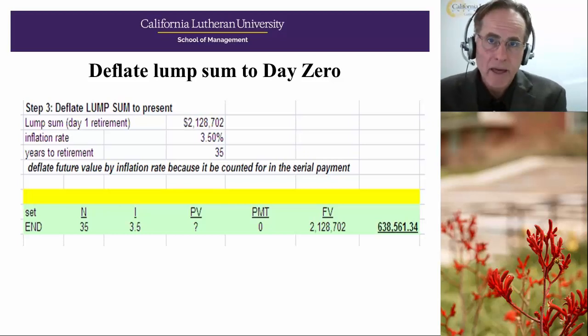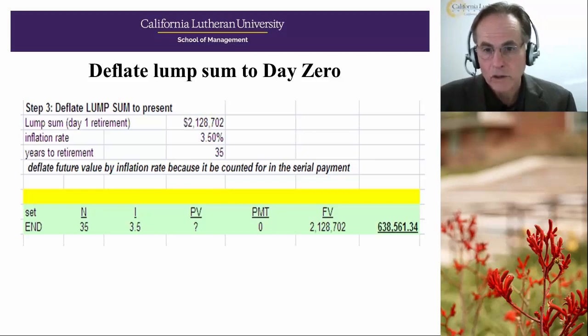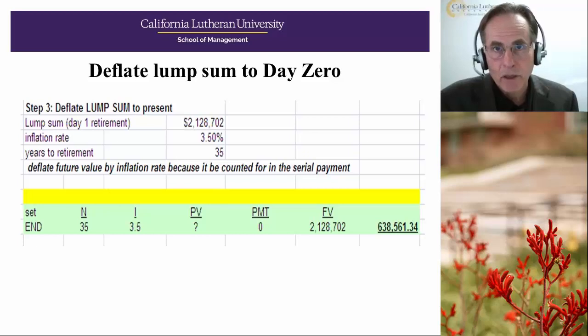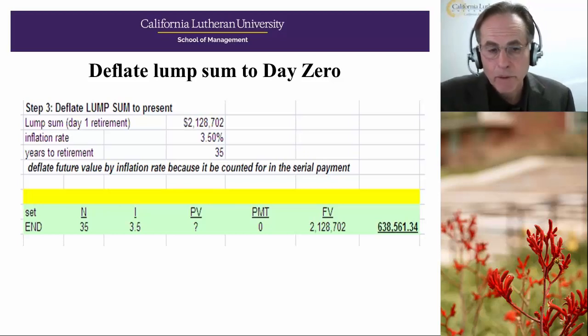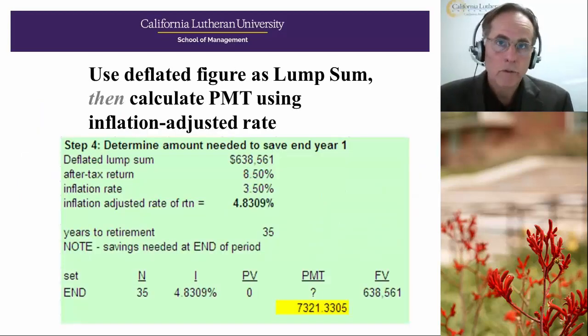The first thing we do, we take that lump sum and we deflate that lump sum to day zero at the cost of inflation rate. So we have 2,128,702, which becomes our future value. PMT is not even part of this. We put in 0. We've got 35 years, which is our N. That's our investment period. And the inflation rate is 3.5%. And when you do that, we come up with a present value of $638,561.34. That number becomes our new future value.